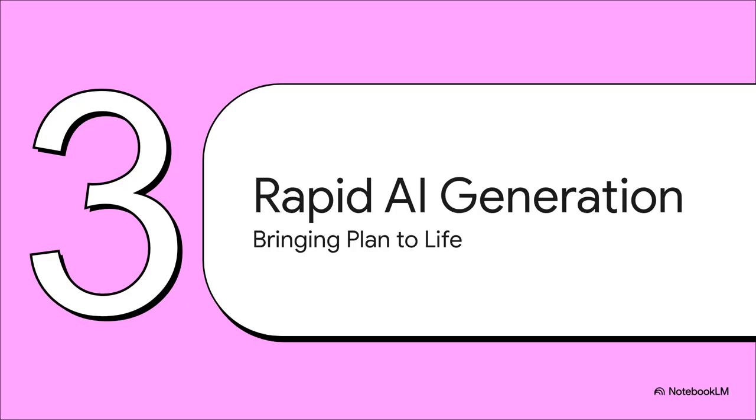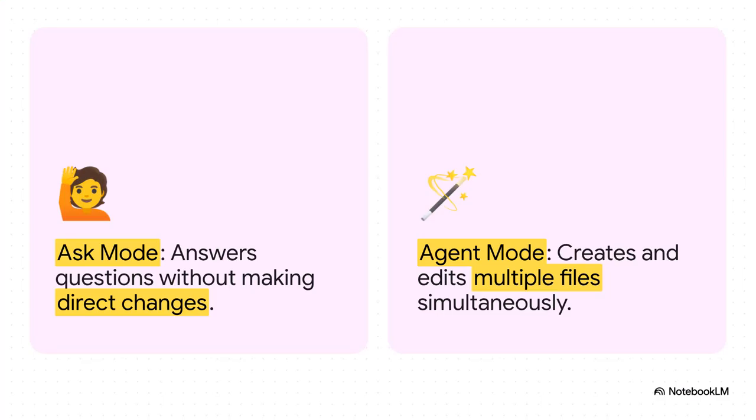All right, step 3, rapid generation with Composer, bringing the plan to life. This is where things get crazy fast. But first, you really need to know the difference between the primary tools inside Cursor. You've got Ask Mode, which is basically your friendly assistant sitting next to you. It's great when you need an explanation or want to brainstorm, but it won't actually touch your files.